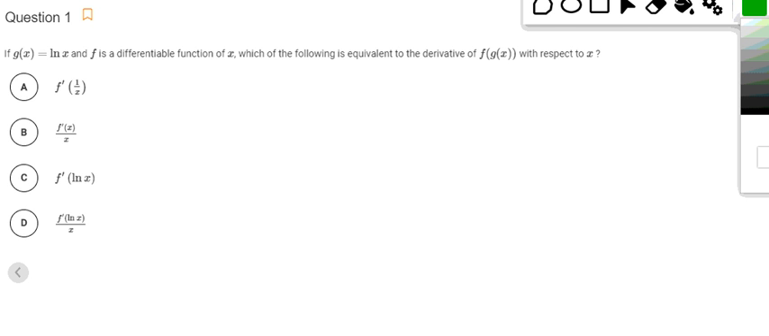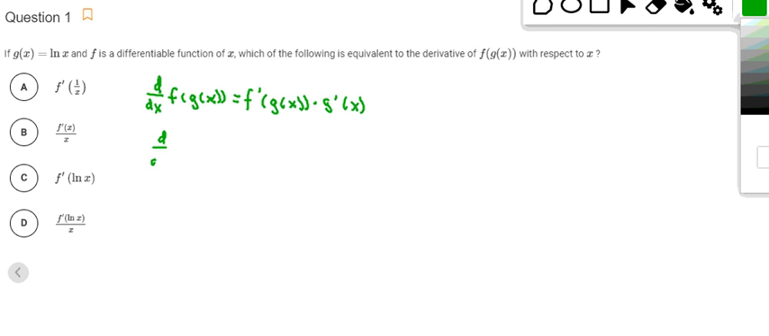So we want to know what is the derivative of our f of g of x. And with this composite function, we know we're going to have f prime of g of x times g prime of x. And in this case, we know g of x is natural log of x.